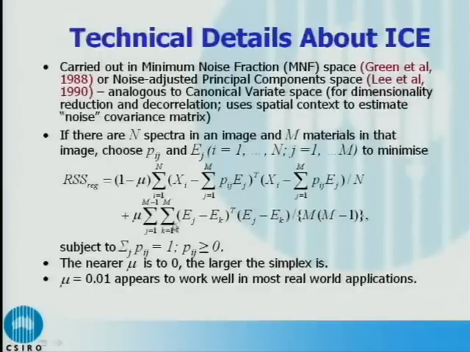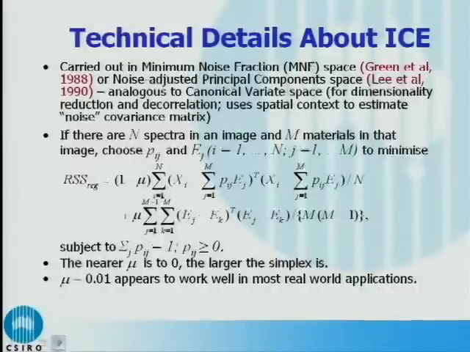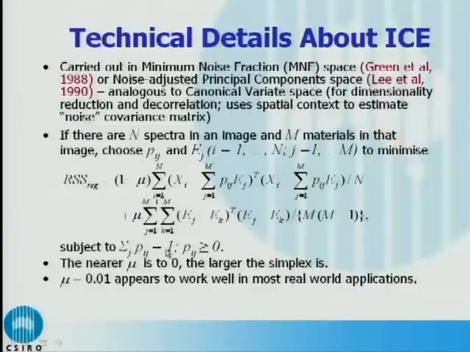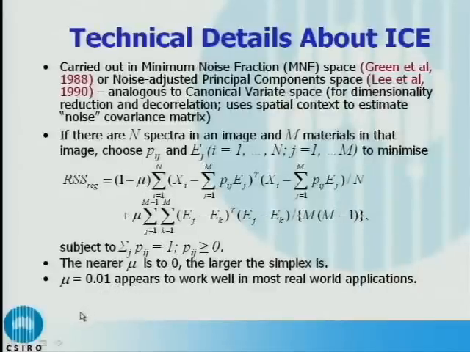Now, these guys use the volume, but volume is a determinant that's computationally expensive. I've used something cheaper, which is the sum of squares of distances between the vertices. Why that's useful is because this thing is quadratic in the E_j's, and it's quadratic in the P_ij's subject to these constraints. So you can actually solve this iteratively very quickly. There's a weight parameter, a regularization parameter mu, and the closer mu is to 0, the larger the simplex is, and we find that mu equals 0.01 appears to work well in most real-world situations.